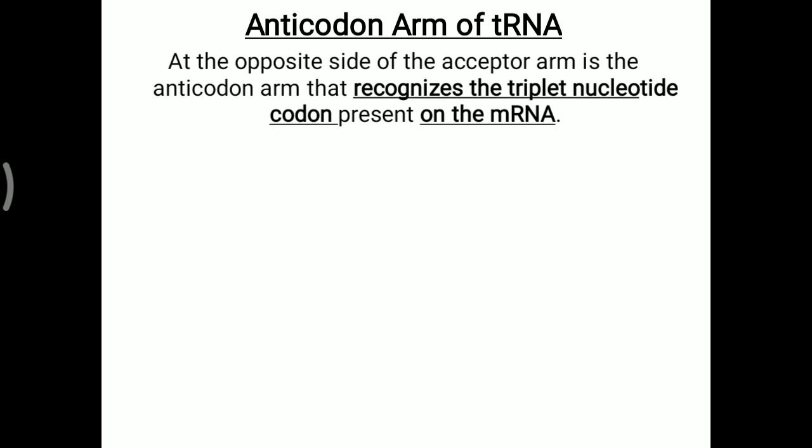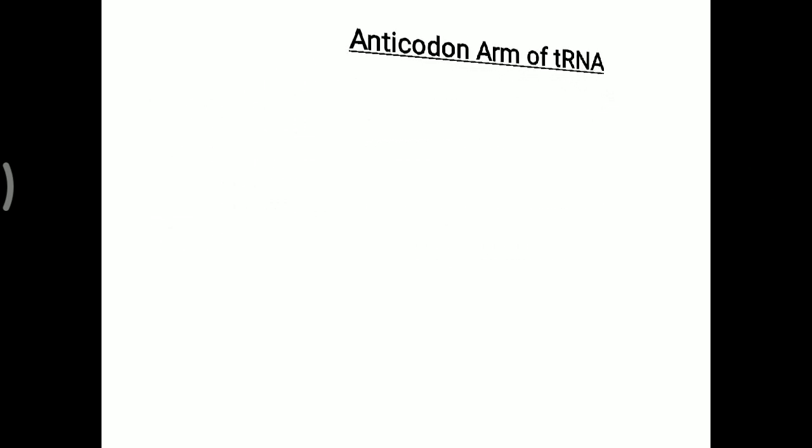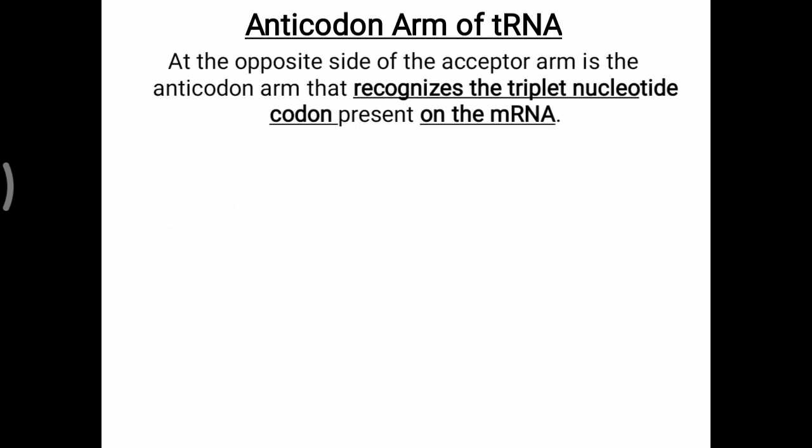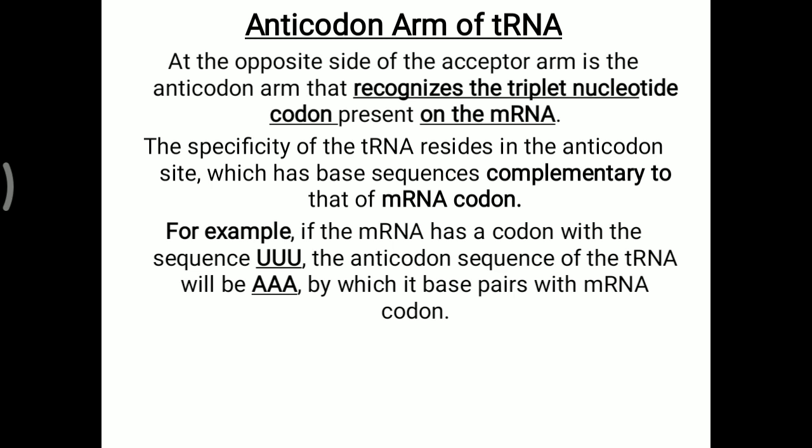Further, opposite to this acceptor arm is the anticodon arm that recognizes the triplet nucleotide codon present on the mRNA. Previously we have seen the acceptor arm, next is the anticodon arm, which is opposite to the acceptor arm. The specificity of the tRNA resides in the anticodon site, which has a base sequence complementary to that of the mRNA codon. For example, if the mRNA has a codon with the sequence UUU, then the anticodon sequence on the tRNA will be AAA, by which it base pairs with the mRNA codon.